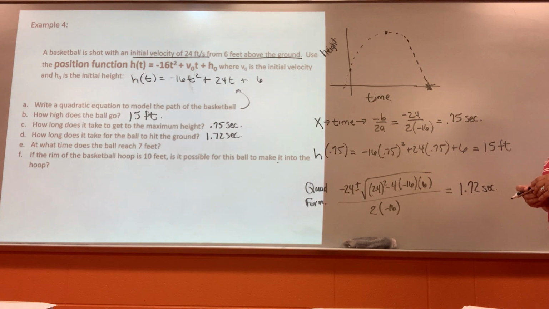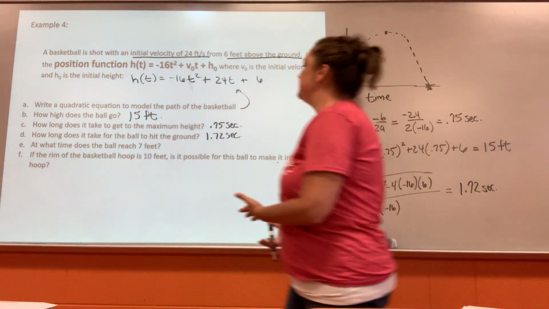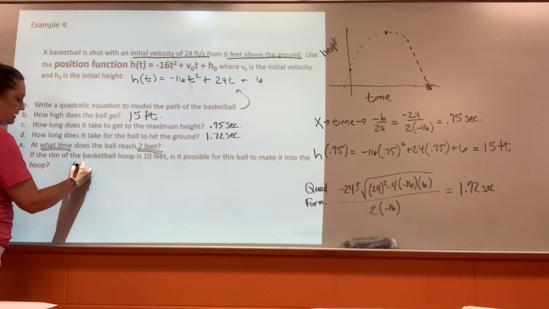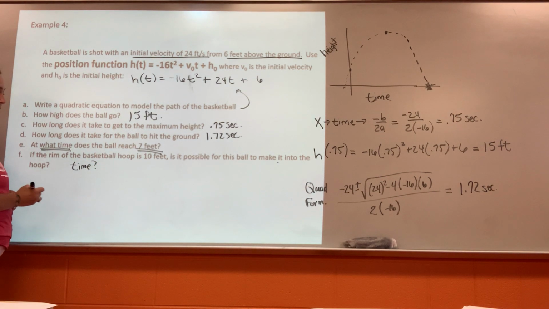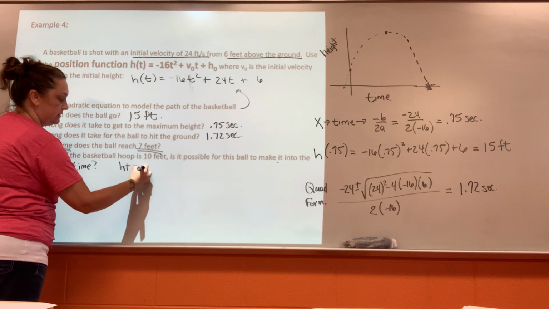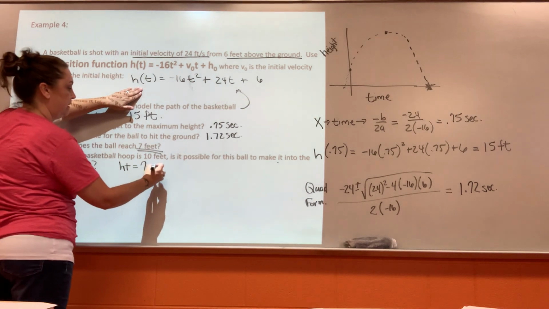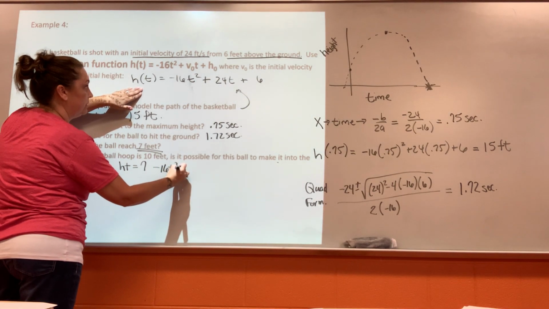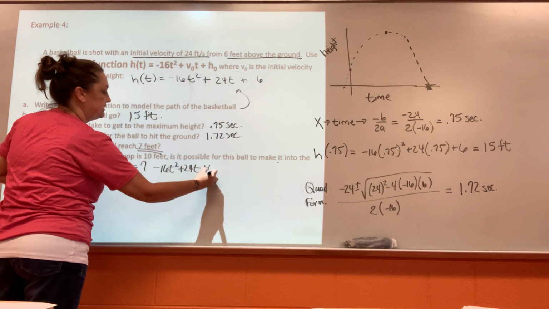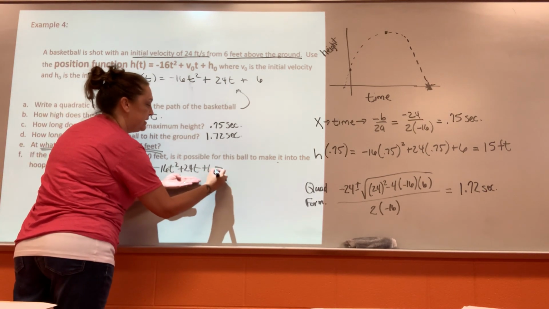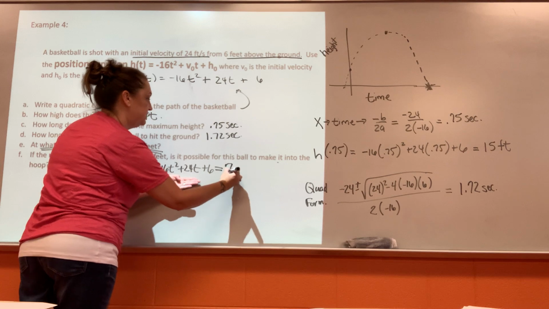At what time does the ball reach 7 feet? Okay, let's make some sense out of this. At what time? I'm solving for t. Does the ball reach 7 feet? It says, what time? That's the question. When the height is 7 feet. So use the equation that you have, negative 16 t squared plus 24t plus 6. When does this t give me an output or a height of 7 feet?